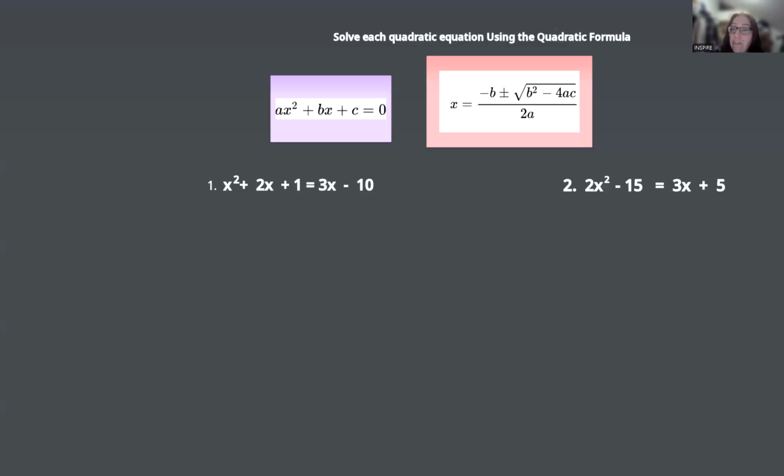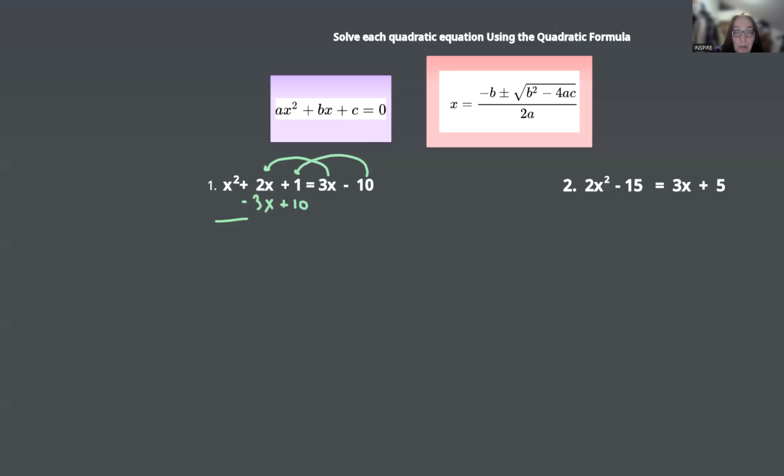So we're going to move everything over. I've got a positive 3x. I'm going to bring it over here. Since it's positive on the right, it's going to be minus on the left. And then I'm going to take this negative 10 and move it over here. Since it's negative on the right, it's going to be positive on the left. So let's go ahead and get that first.